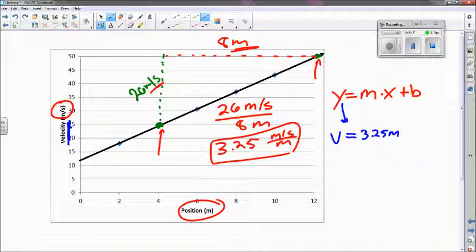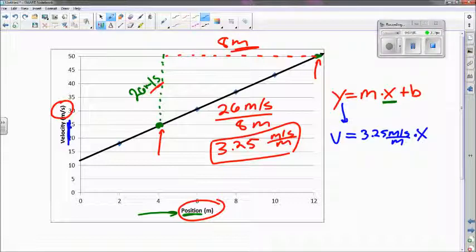3.25 meters per second divided by meters. Okay, now the next part, x in the equation, comes from what is being measured on the horizontal, or the x-axis. Now in this case, again, it's not meters. We don't say we're measuring the meters there. Meters is the unit that we use to describe the measurement. We're actually measuring position. And the symbol for position is x. So in this case, we're going to put in x.